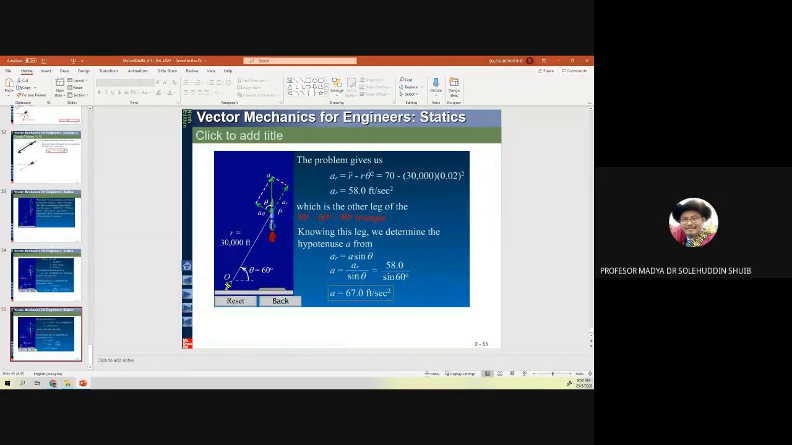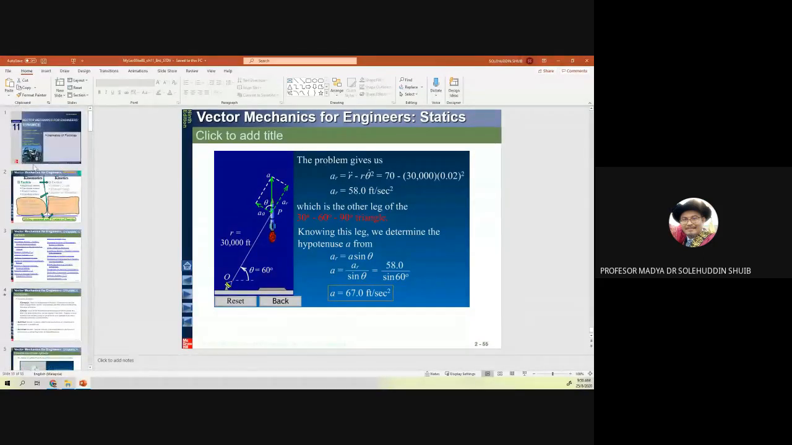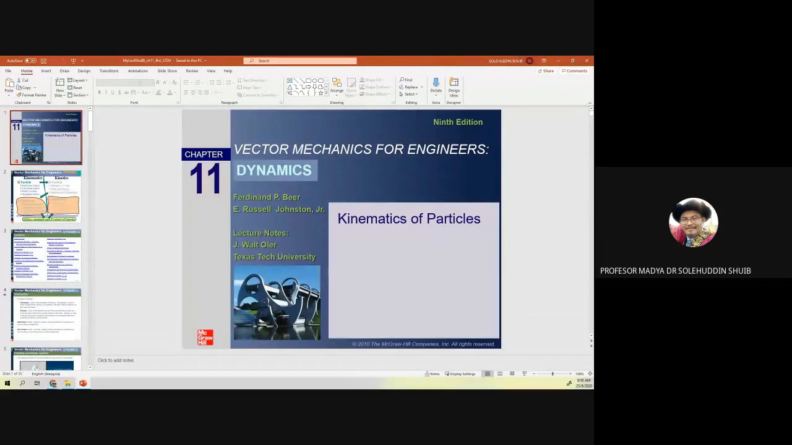This Friday we are having our first quiz, so please get ready. The topic is chapter 11, which is kinematics of particles.